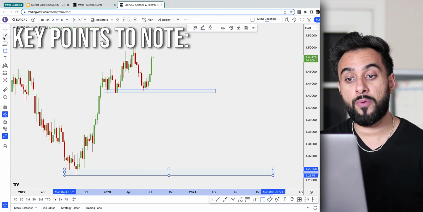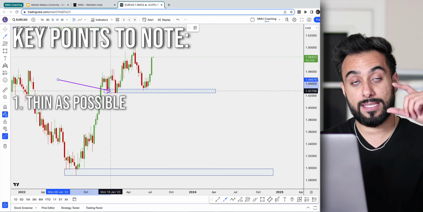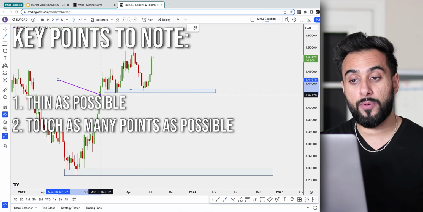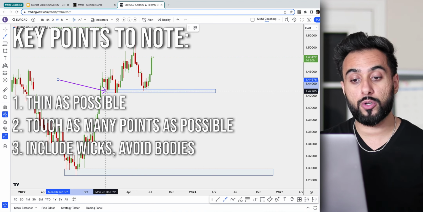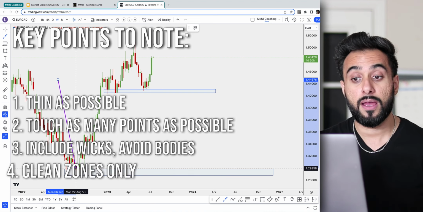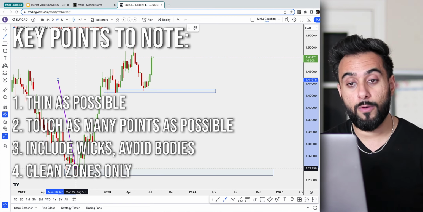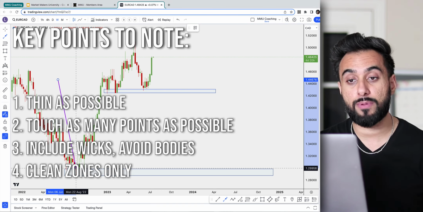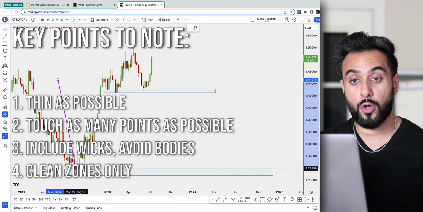Now, a few key points that you must know: number one, make sure you make these as thin as you possibly can. Number two, make sure you try to encapsulate all the points as you possibly can. Number three, encapsulate as much of the wicks as you can while trying to avoid as much of the bodies. And number four, try to find the cleanest zones. Don't find any zones that are super sloppy. You want to find the cleanest zones, because those are what's going to give you the highest probability setups to get the best probability trades without the trade going against you.